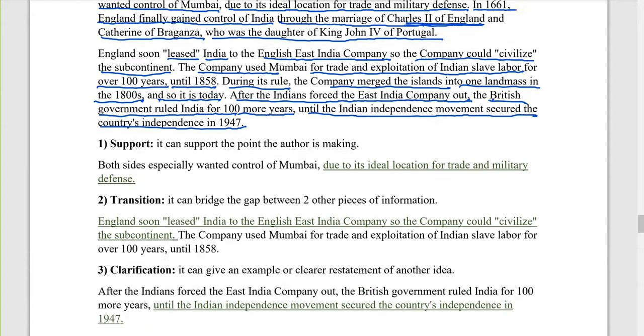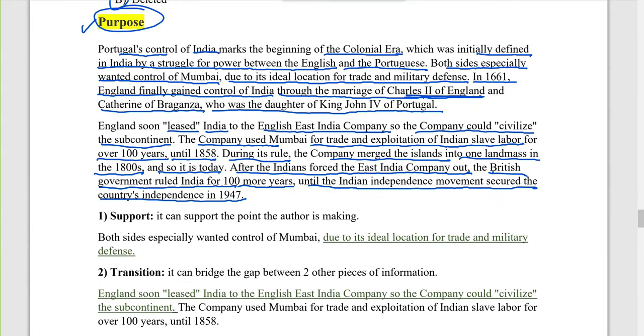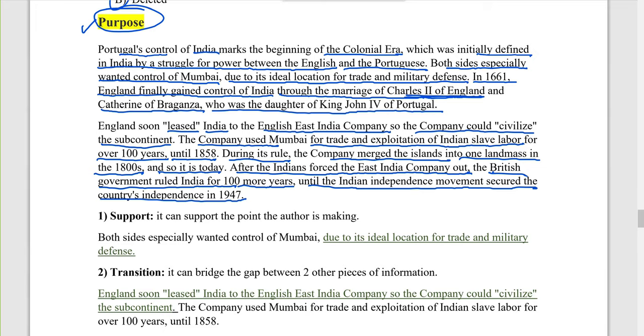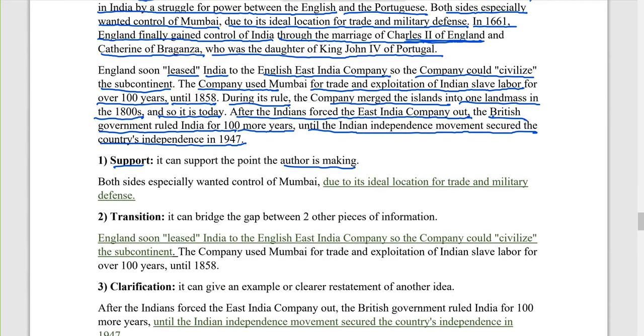Now, let us do this one. Here we are talking about purpose. We have got number one, support. It can support the point the author is making, and I think it's very clear here. Both sides especially wanted control of Mumbai. Why? Due to its ideal location and trade and military defense. But that's what, Shabab, that's support. When I say transition, it can bridge the gap between two other pieces of information.